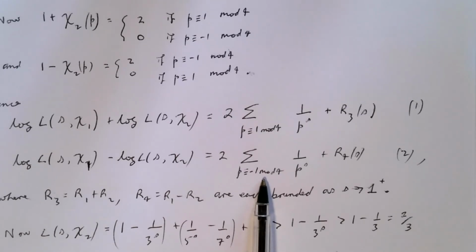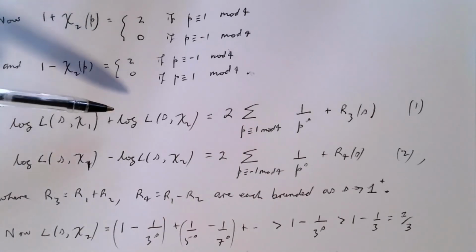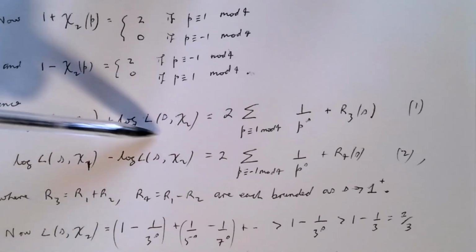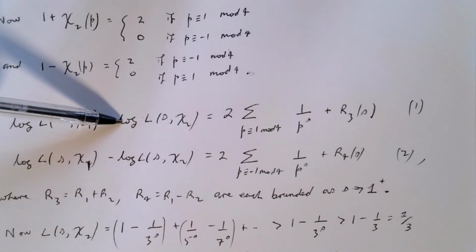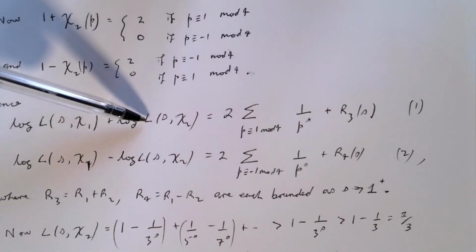So all we need to do at the moment then is to show that the next key step is to show that these ones here, we need to show in particular that L of s and chi2 is bounded away from 0, because we're taking a logarithm, so we don't want this to go to 0 as s goes to 1, and we don't want this to diverge either.